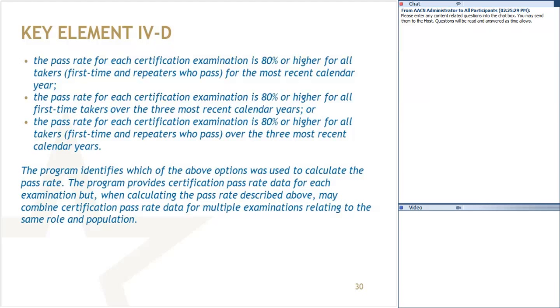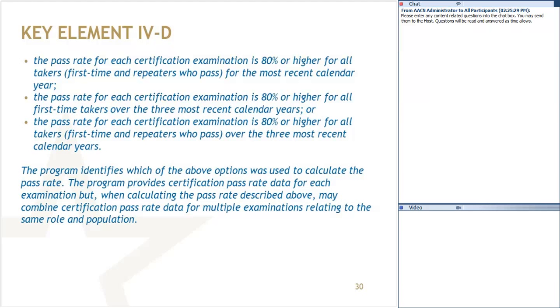Just like I stated before, a program may be preparing students for different types of exams. Maybe they're preparing students for a psych mental health exam and an FNP exam. Different options of the four options that I listed can be used for different examinations, but please identify the option that you used.